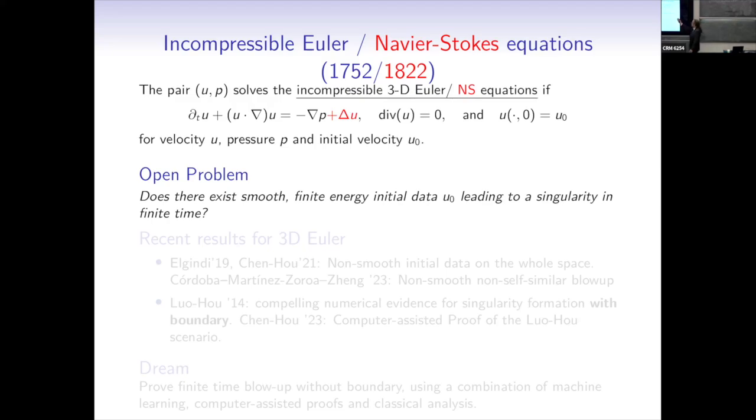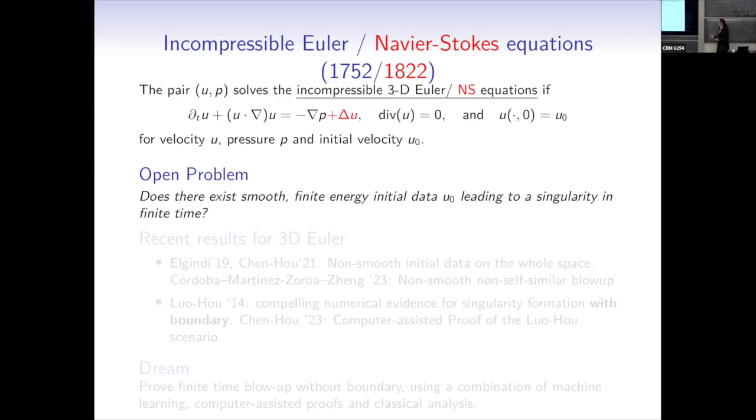And the question is whether, for this equation, which could have a Laplacian, and then it's Navier-Stokes, or not have that Laplacian at all, and then it's Euler, starting from smooth, finite energy, nice initial data, there will be a singularity in finite time. Okay, so this is the big open question in the field, and it's open for both cases, both Euler and Navier-Stokes. And I will be a little more precise about the setup of the problem throughout the talk. So this is where we want to go.